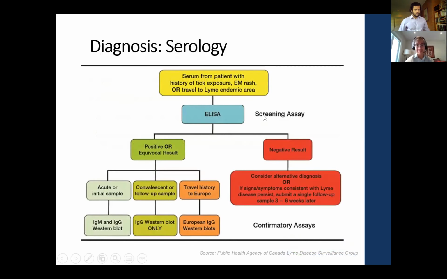It's a two-step test. They start with the ELISA screening test, in order to increase the specificity of the test. If that's positive or equivocal, then they do the IgM and IgG Western blot test. If it's negative, it will be reported as negative. If there are still signs and symptoms, it's certainly not unreasonable to submit another sample 3 to 6 weeks later to see if the test becomes positive, because it does take a number of weeks. But again, that really is not useful for someone in front of you where you're trying to decide whether to treat them if they have clinical signs and symptoms.